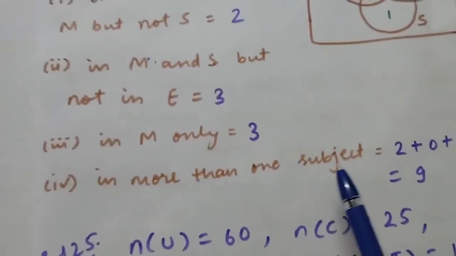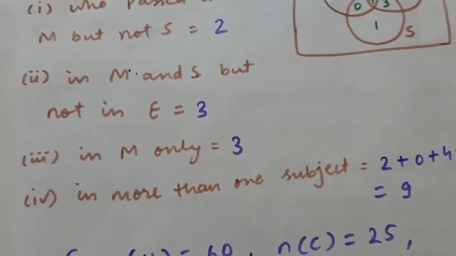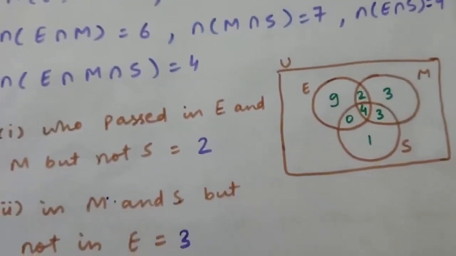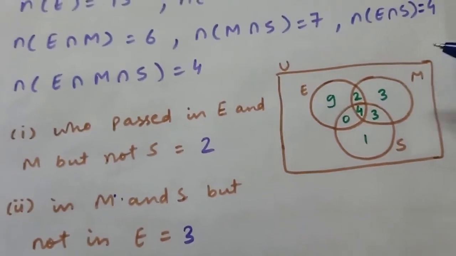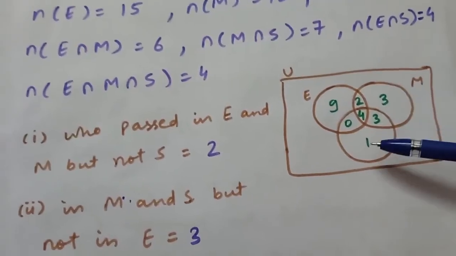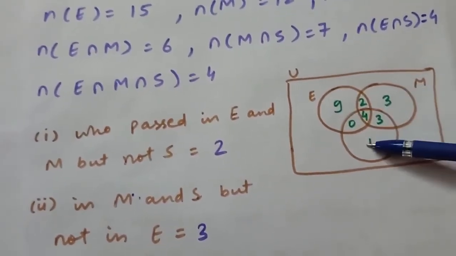In more than one subject. Number of students passed in more than one subject. So see, this 9 shows the number of students passed in English only. So that is one subject. This also shows one subject. This also shows one subject. So we will not take these 3, right?